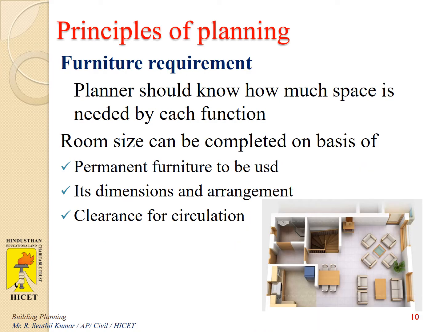And furniture requirements. The planner should know how much space is needed by each function. The room size can be computed on the basis of permanent furniture to be used at each location, and the dimensions, arrangements and clearance for circulation, that is the movement of people inside the hall, kitchen and bedroom, can be noted. Then only the furniture can be located.